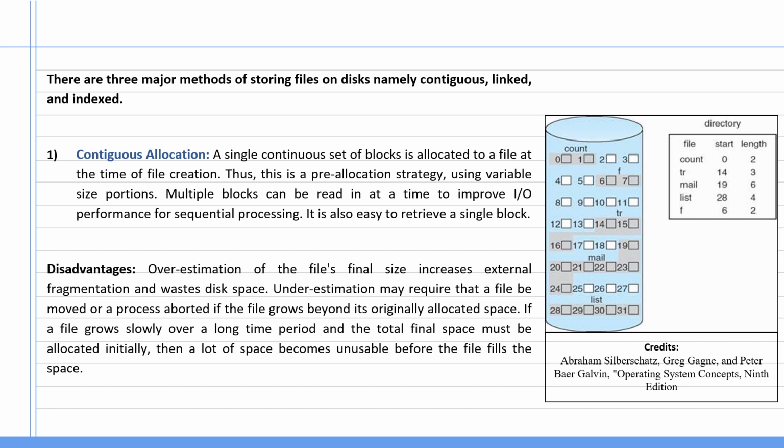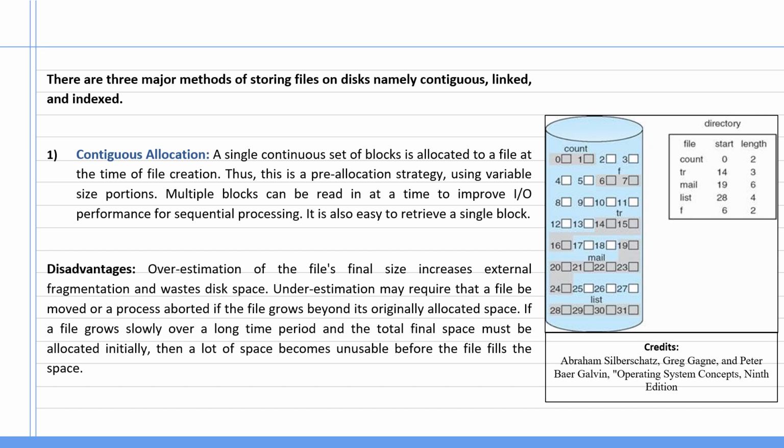In this method, a set of blocks is allocated to a file at the time of file creation itself. So coming to the diagram, if we see, the file starts from index 0 and has a length of 2. So we see 0 and 1 are initialized during the time of file creation itself. This way it can be called a pre-allocation strategy using variable size portions. Multiple blocks can be read in at a time, so this improves the performance for sequential processing. Also, it is easy to retrieve a single block.